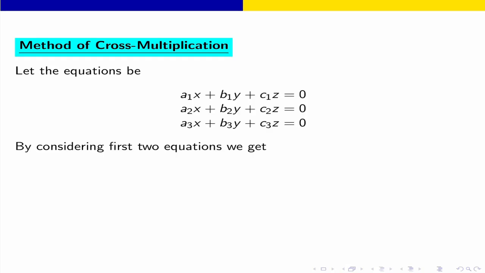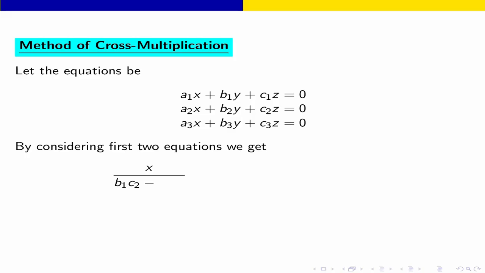Let the equations be like this: a1x plus b1y plus c1z equal to 0. The second equation is a2x plus b2y plus c2z equal to 0. And the third equation is a3x plus b3y plus c3z equal to 0. So we can choose two non-identical equations. If the two equations are similar, then all the entries of the eigenvector are 0. Therefore, we will take two non-similar equations.